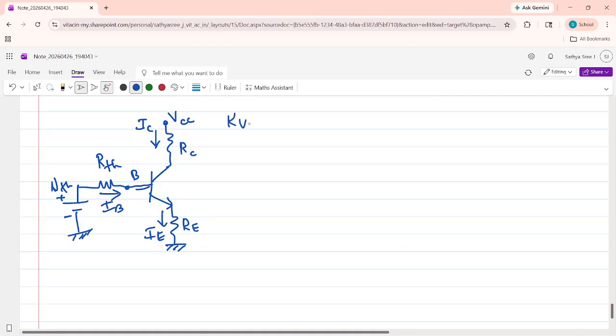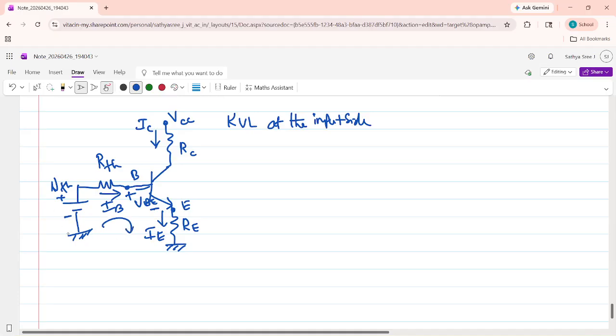Now KVL at the input side. I'm going to write a KVL here. You know that this is the emitter point. This is the emitter. The voltage drop between the base and the emitter, we will write as VBE.